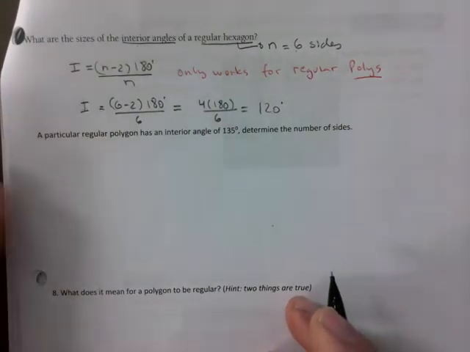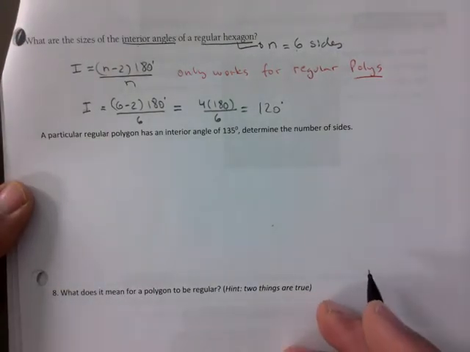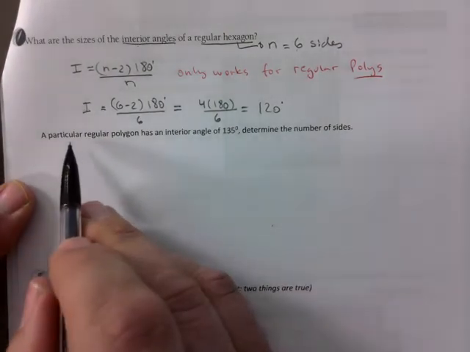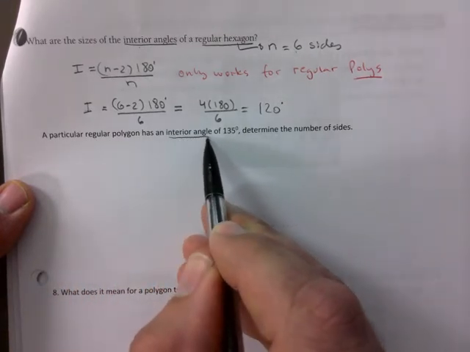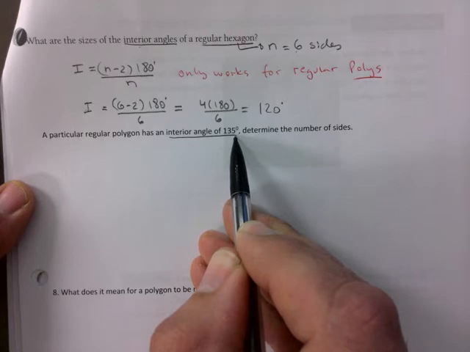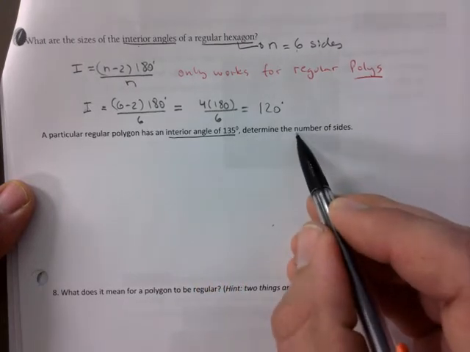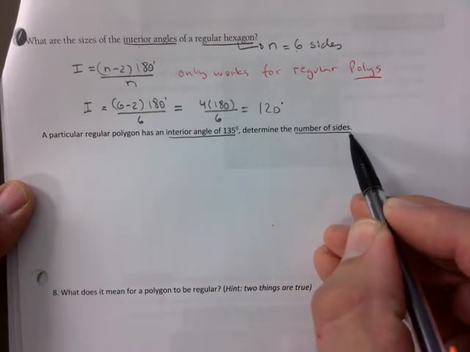Okay, now a harder one. And then you'll try one right after this. A particular regular polygon has an interior angle, watch this, of 135 degrees. Determine the number of sides.